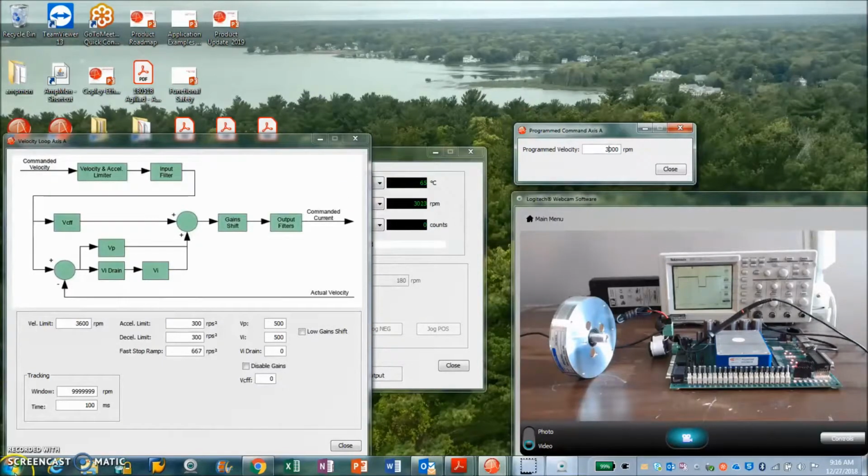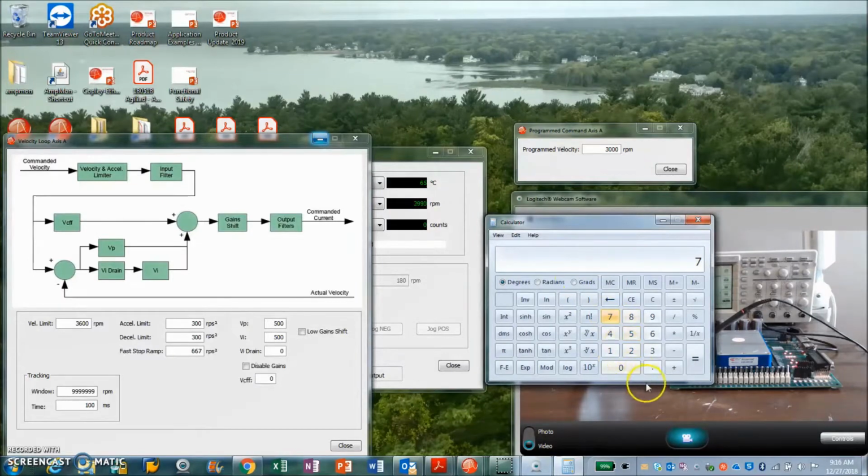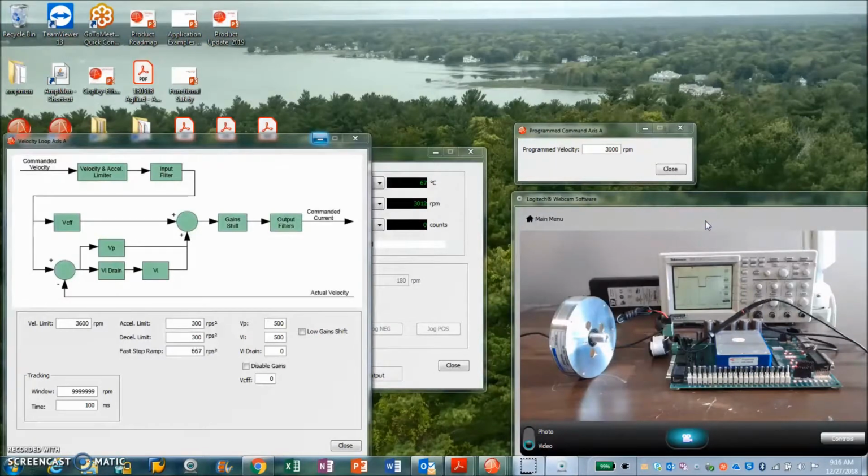7.6 times 3 brings you awfully close to the bus voltage limit. Times 3, 22 volts. Plus some IR drop and some PWM limit. The design voltage is 30 volts. Probably get pretty close to 3,000 RPM with 24 volts. Better tested.